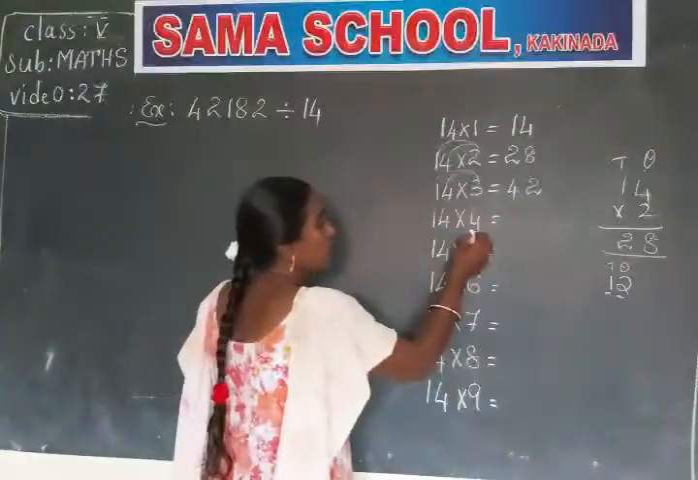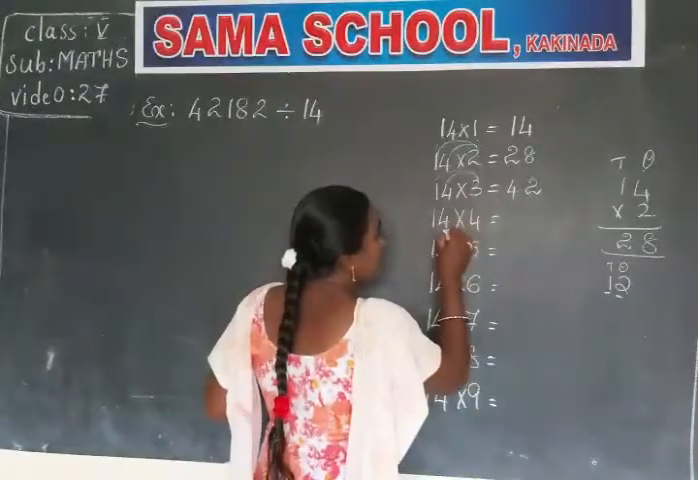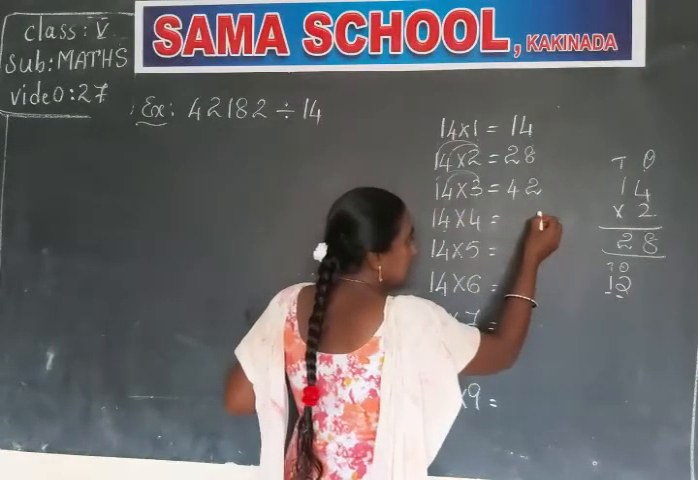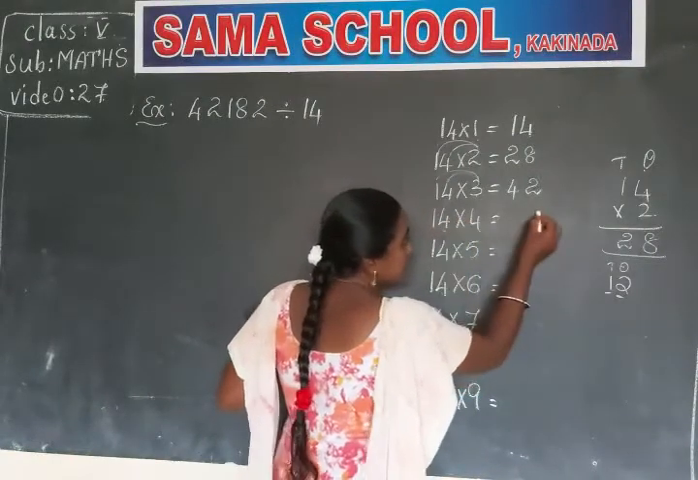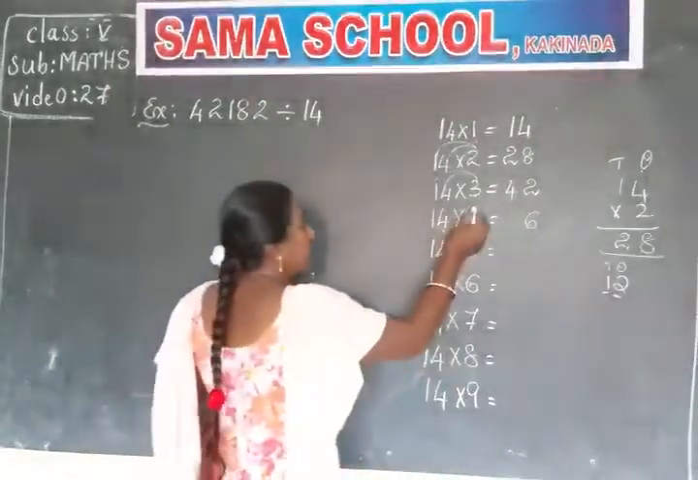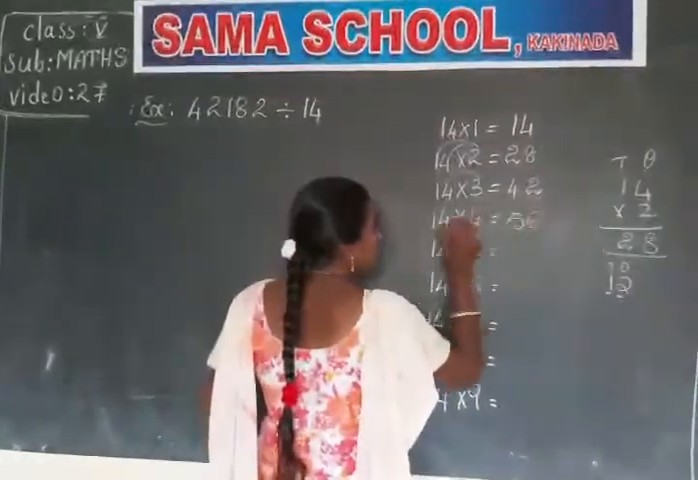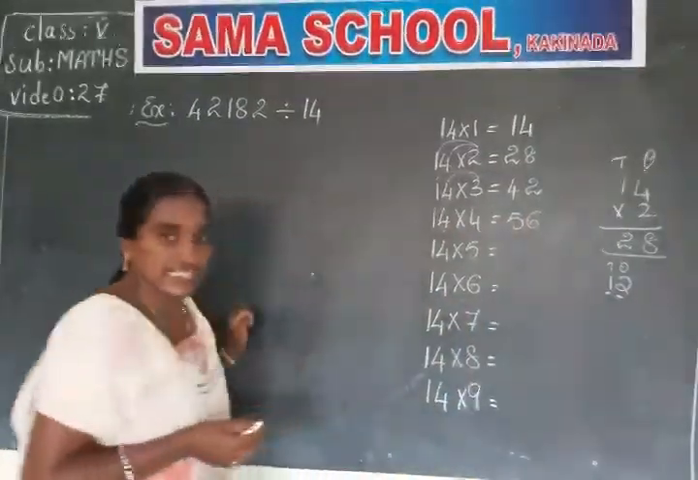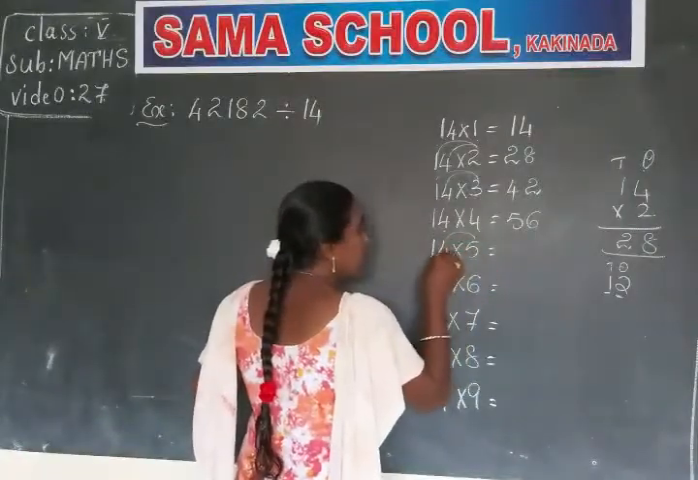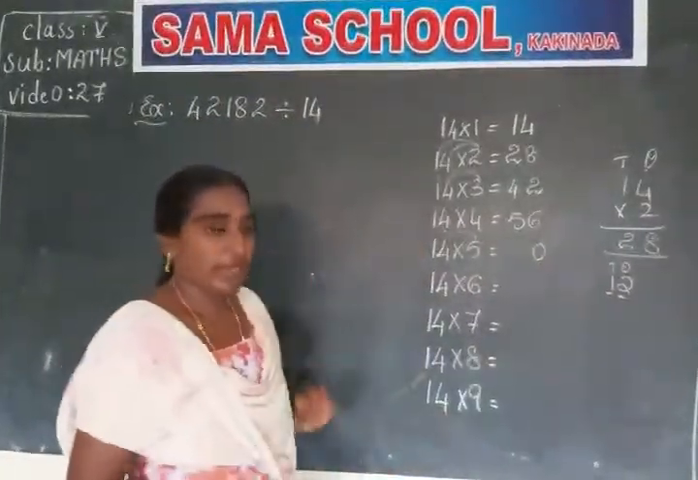Next, 14 fours are. How to find 14 fours are? Come and tell me. First we have to multiply the ones place digit. Just now I said, no? 4 fours are 16. How much? 4 fours are 16. So write 6 here and 1 in the mind. Again 4 ones are 4 plus 1, 5. So 14 fours are 56. Now 5 fours are here. 5 fours are 20. Write 0 here and 2 in the mind.